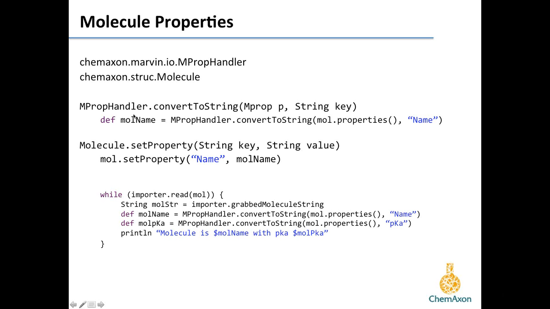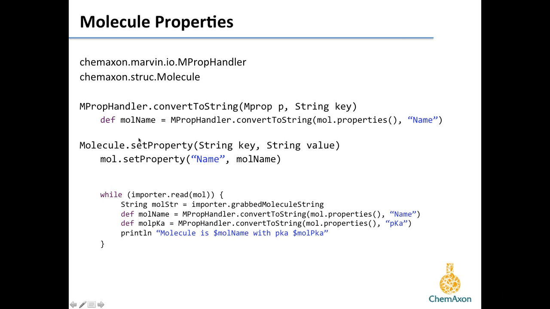Properties for molecules are handled either via an mprop handler or straight as an attached molecule property. And this is based on if you are getting or setting the molecule properties. So for this example, I'm getting a particular property, which are all attached to the molecule objects as keys and values. So if I wanted to pull the property for name, I'm going to take my property handler class, and I want to convert to string from my properties the value for name. So pull me the value for name as the key item from my properties handler, and that becomes molName.